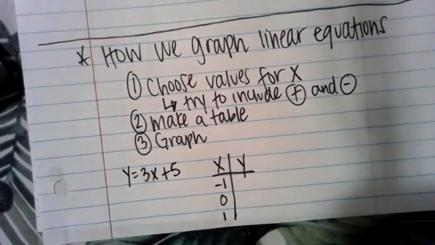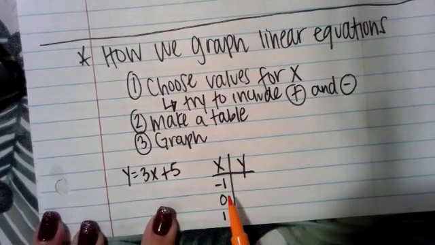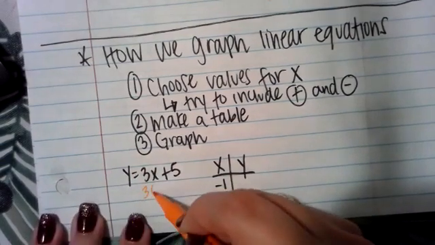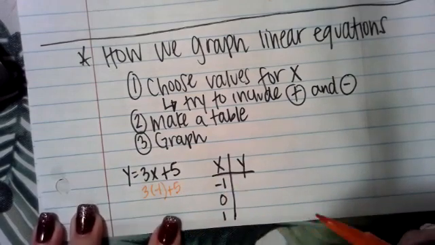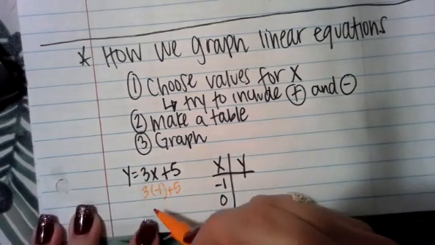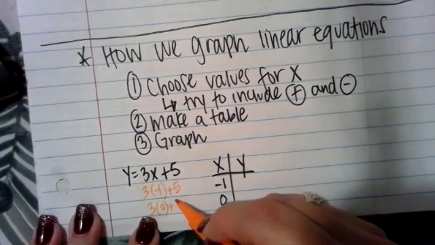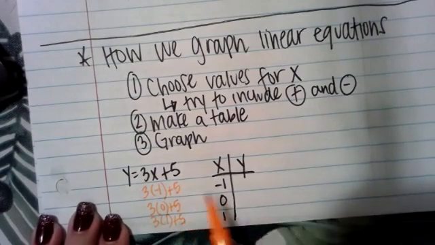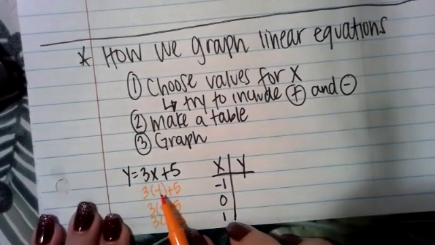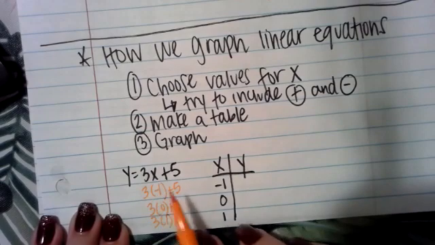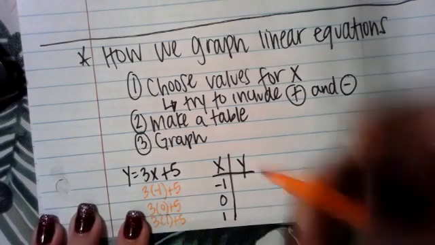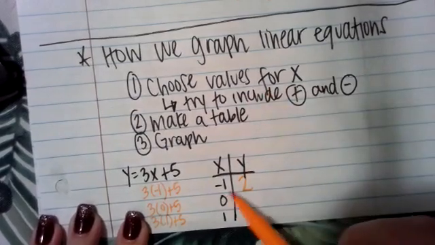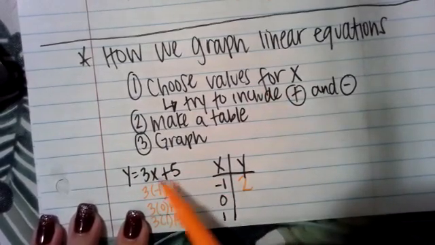To figure out what our Y values are, we're going to take the X values that we picked and plug them into our equation. So if X is -1, then 3 times -1 plus 5 is going to tell me my Y value. If I plug in all the other ones, that'll get my other Y values. So let me solve. 3 times -1 is -3. -3 plus 5 is 2. So if X is -1, Y is 2, according to this equation.